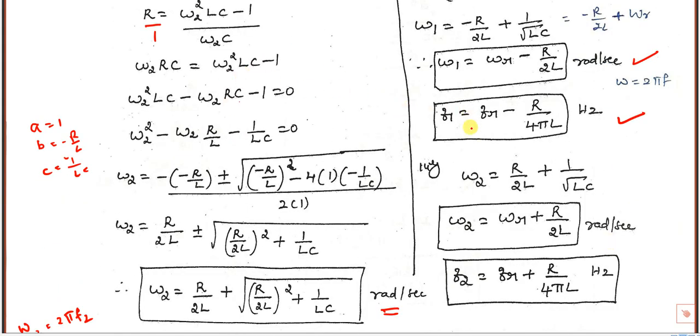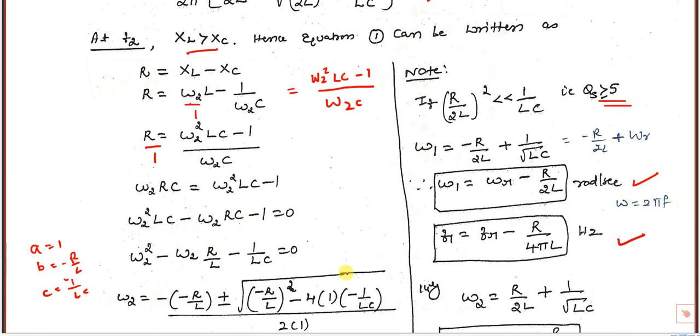Similarly, for omega 2 also, if Q is such that this part is very less compared to this, we can ignore it. This can be written as omega R. So here omega R plus R by 2L. So F2 is given by FR plus R by 4 pi L.